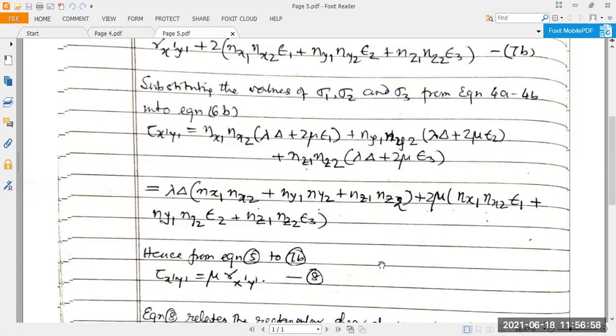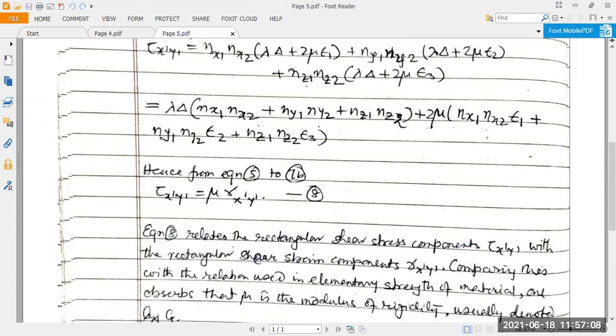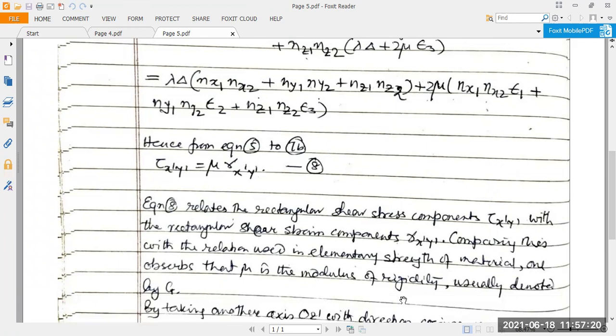So we have got a relation between shear stress and shear strain in the x and y direction, x dash and y dash direction. Here the rectangular shear strain is given on x dash y dash, gamma x dash y dash itself. With the relation in the elementary circumstance, we observe that mu is the modulus of rigidity, usually denoted by G. So here this term mu is actually the modulus of rigidity itself, as per our old idea that shear stress is proportional to shear strain.